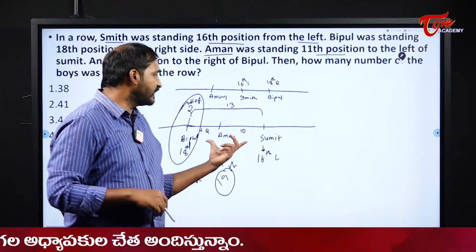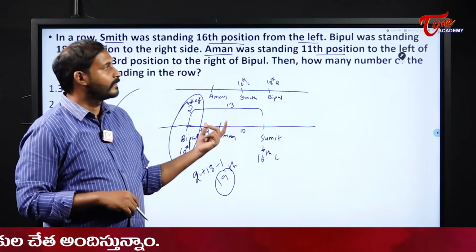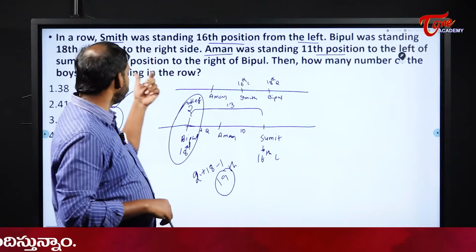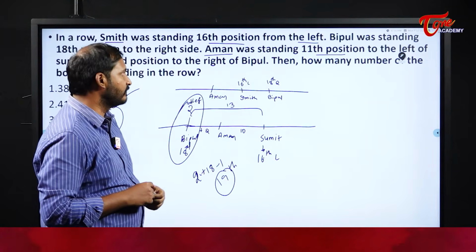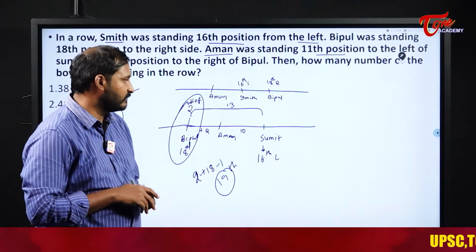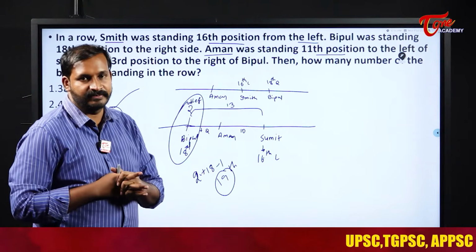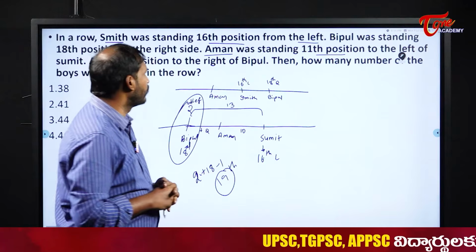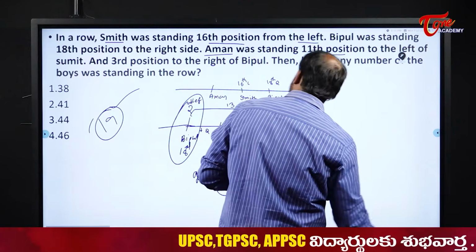Why? Because the arrangement is like this. First I should have Aman, right, and then the remaining ones. So please be careful while solving these types of questions where I need to place each person here. That is very, very important for us here. Next, see the next one.